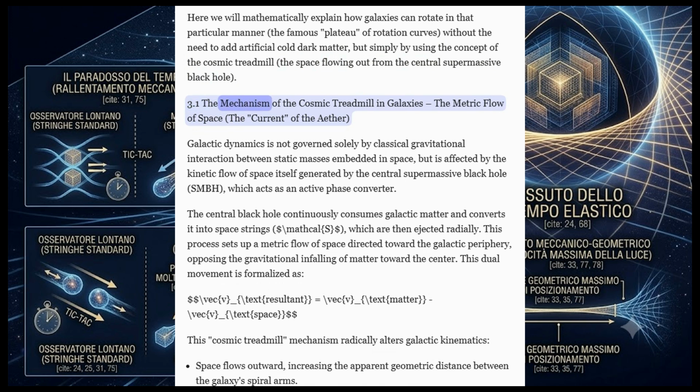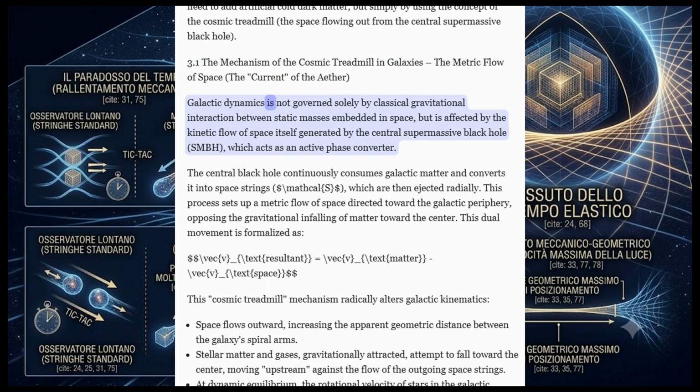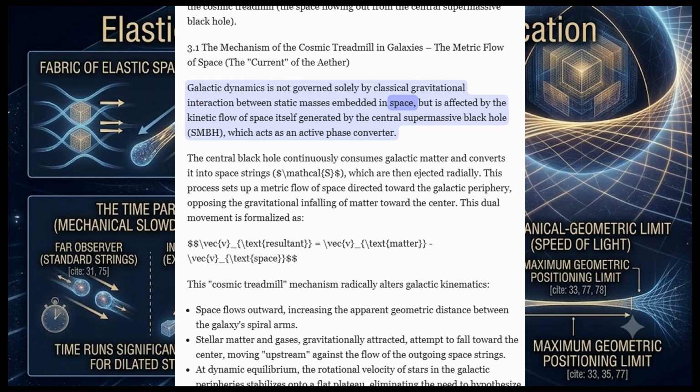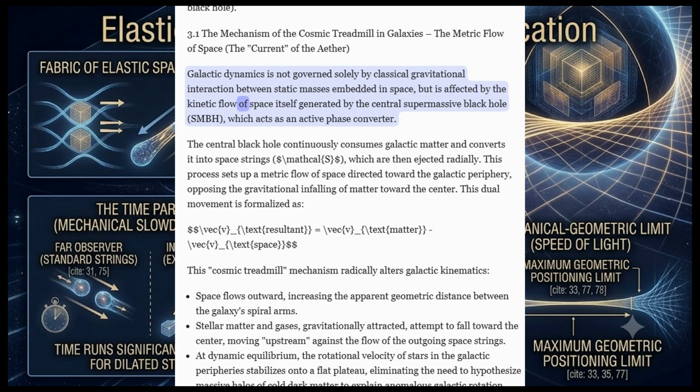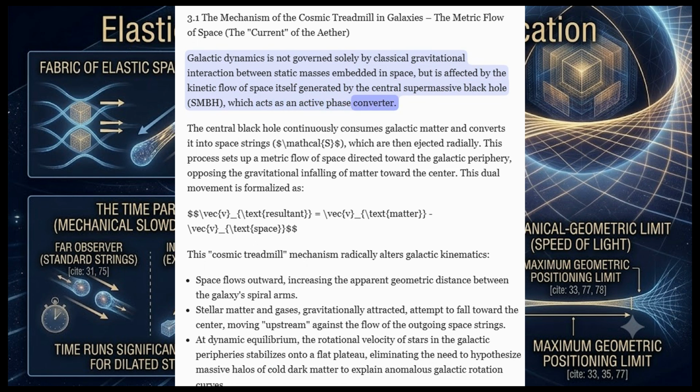3.1. The mechanism of the cosmic treadmill in galaxies, the metric flow of space. Galactic dynamics is not governed solely by classical gravitational interaction between static masses embedded in space, but is affected by the kinetic flow of space itself, generated by the central supermassive black hole, which acts as an active phase converter.